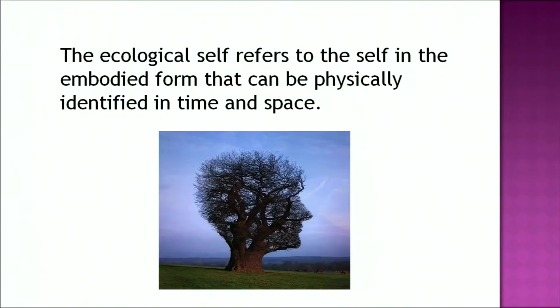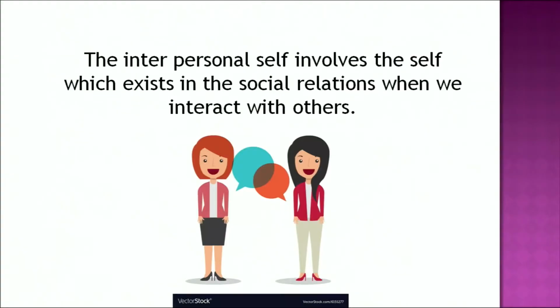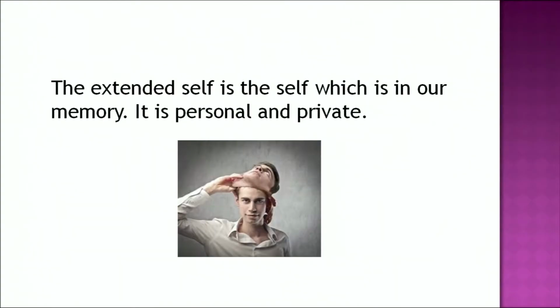The ecological self actually refers to the self in the embodied form, that is, which can be physically identified in time and space. Whereas the interpersonal self involves the self which exists in social relations, that is, when we interact with others. There is one more level of self, and that is known as the extended self. What is the extended self? It is actually the self which is in our memory, and this level of self is very personal and private. Finally, there is the conceptual self, which is the idea of self that a person holds.